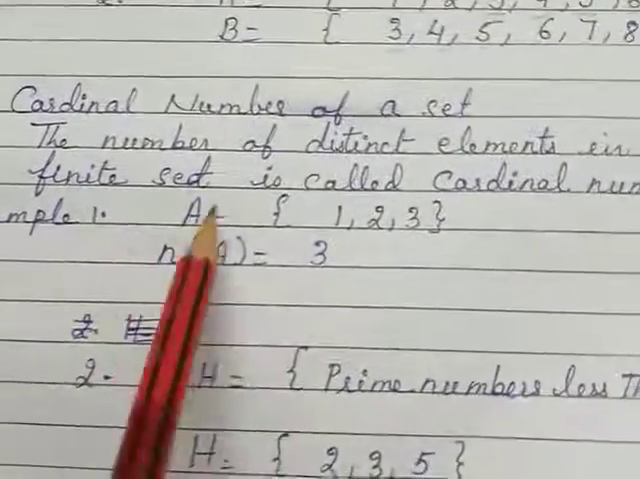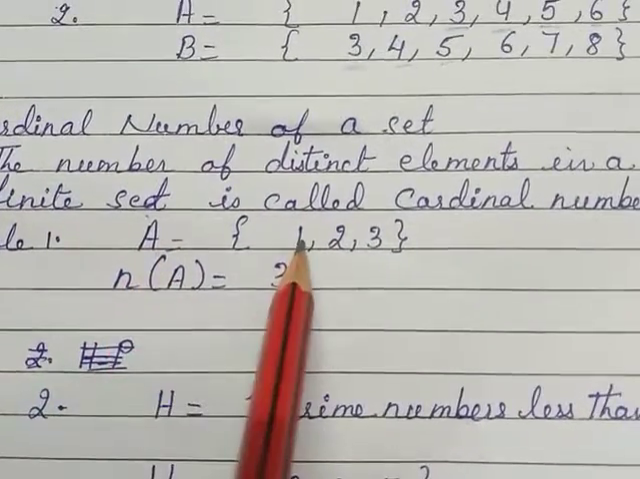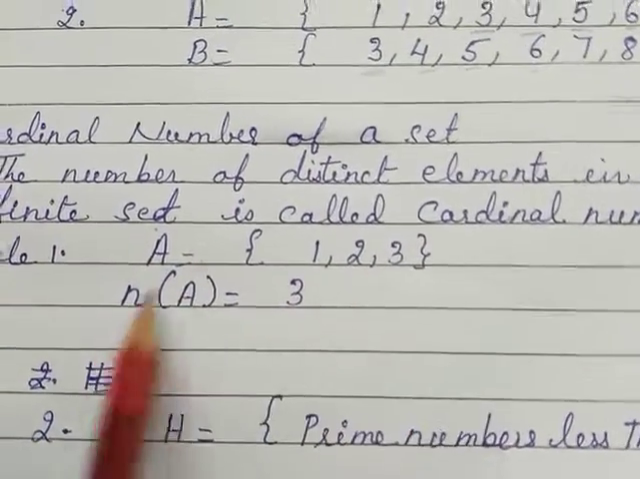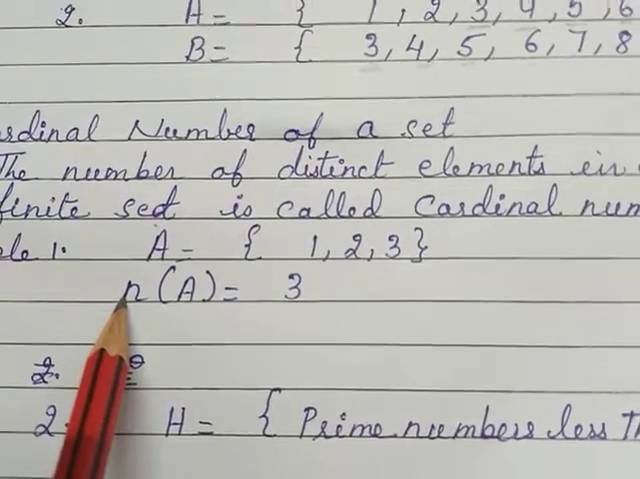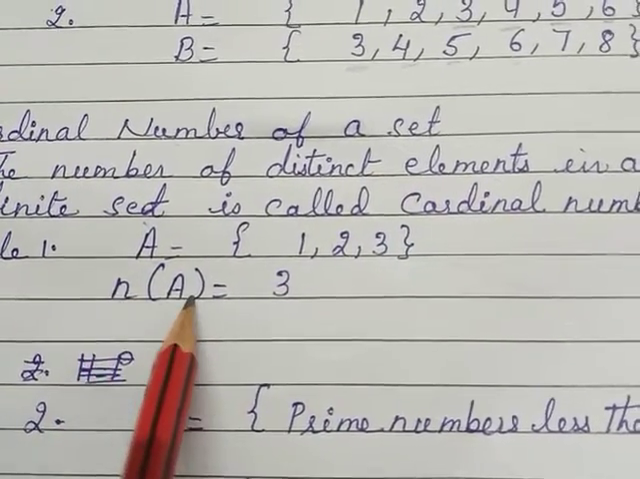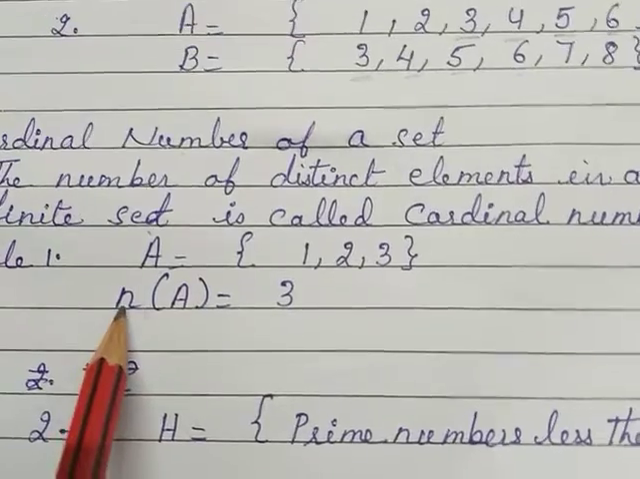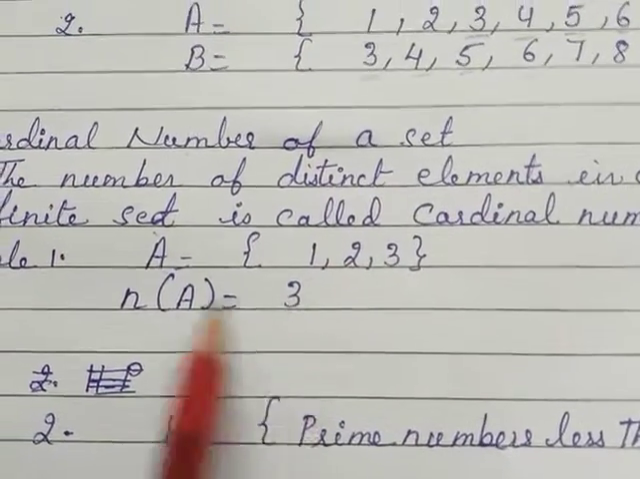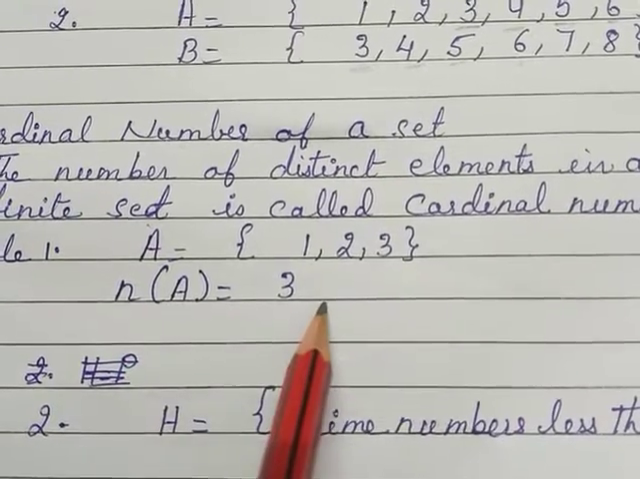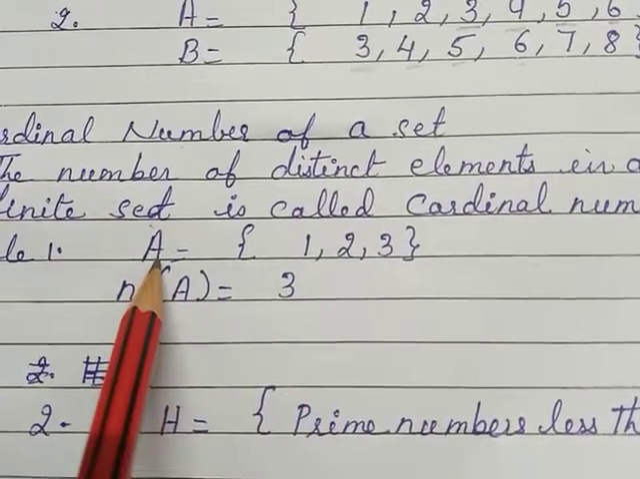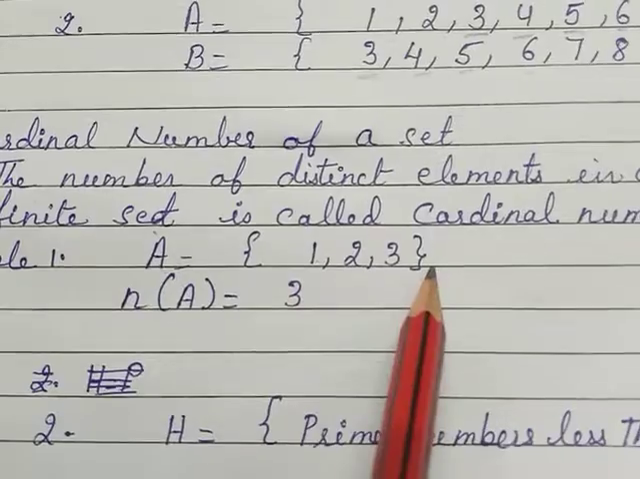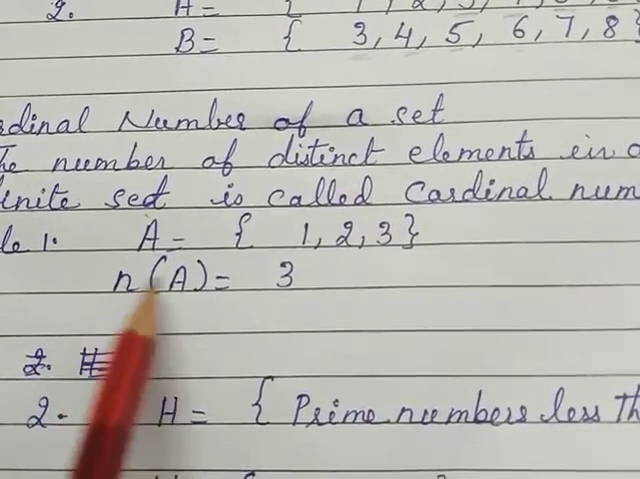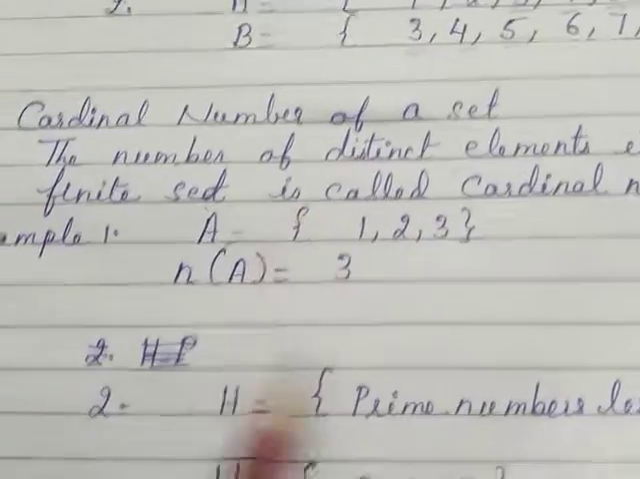For example, I have written here A is equal to 1, 2, 3. See, this is the n, the cardinal of A. Cardinal A means how many numbers are here in this? 3. So cardinal A is equal to 3. That means in set A, 3 elements are present, which is written like this: n(A) is equal to 3.